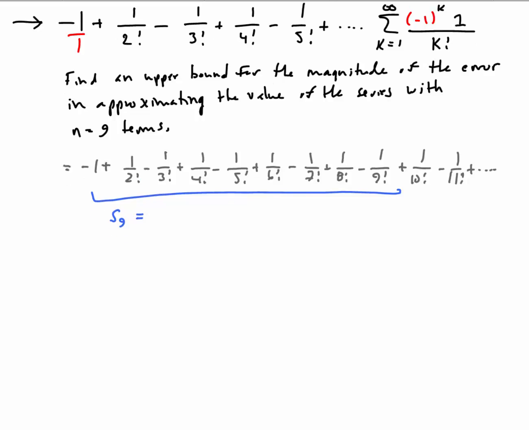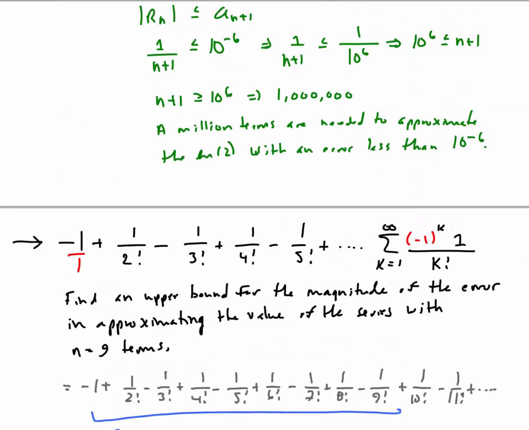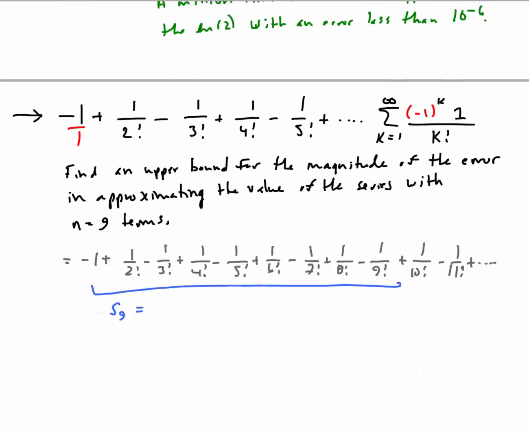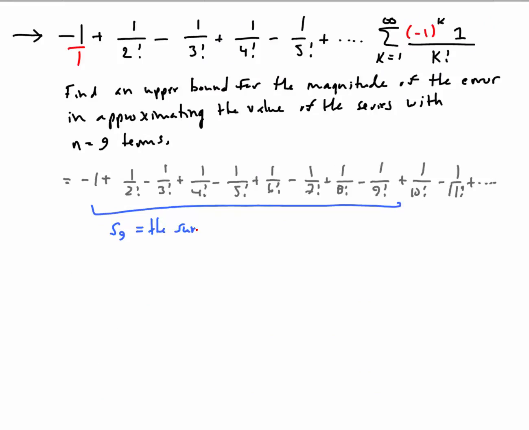So if we look back up here, this was the sum of the first n terms. So down here, S sub 9 is the sum of the first 9 terms. Okay? And then what we have here, everything from here after, this ends up being our remainder. So this is R sub 9. This is what remains after the first 9 terms. So R sub 9, if we want to talk about the magnitude, would be equal to the absolute value of S minus S sub 9.